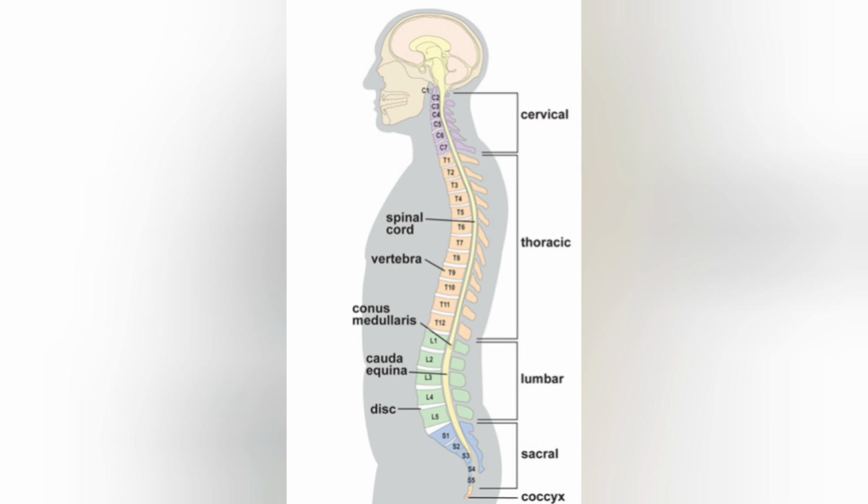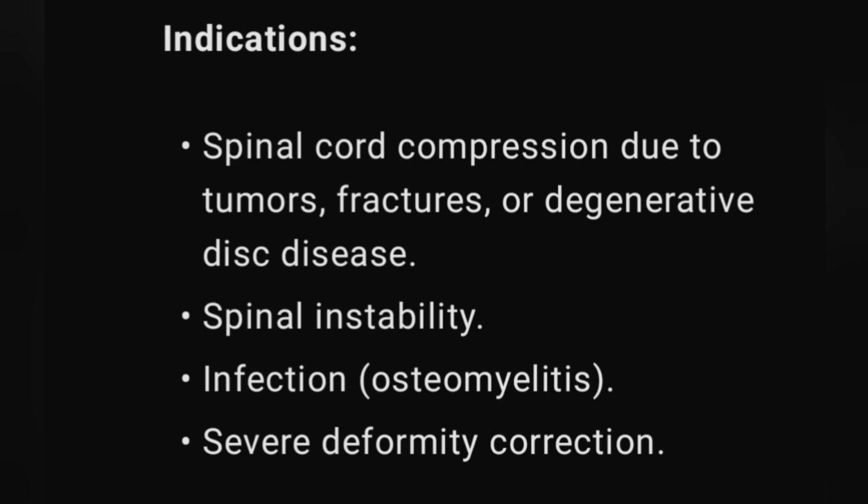Next, let's move on to the preoperative preparation. Before the surgery, the patient undergoes a detailed medical history and physical examination. Imaging studies such as X-rays, MRI, or CT scans are essential to evaluate the extent of the disease or injury. A thorough neurological assessment and anesthetic evaluation are also performed. Lastly, the patient discusses the risks, benefits, and potential outcomes with the surgical team.